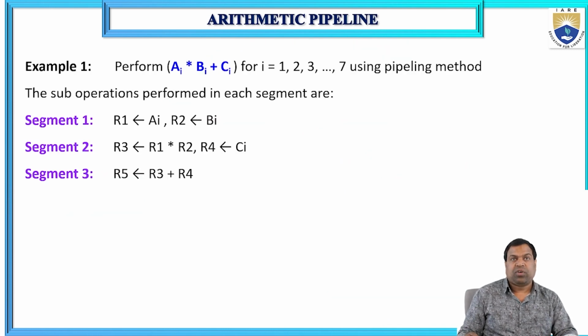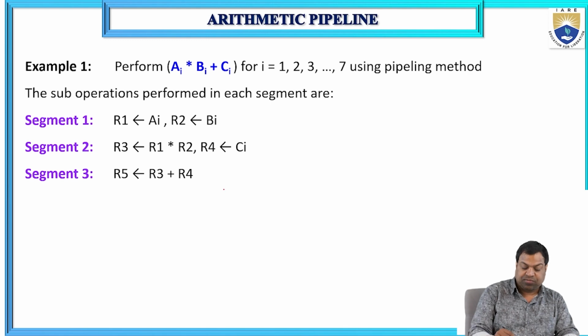Example, perform a into b plus c. Here I am taking ai, bi, ci. Why? Because I have to take multiple values, for i equal to 1, 2, 3, 4, 5, 6, 7 using the pipeline method. So we have to perform the arithmetic operation a into b plus c. So what is the technique? We are using the pipeline method. The pipeline method is nothing but dividing into sub operations, or segments. So what is the first segment? Here I am taking ai into bi plus ci.